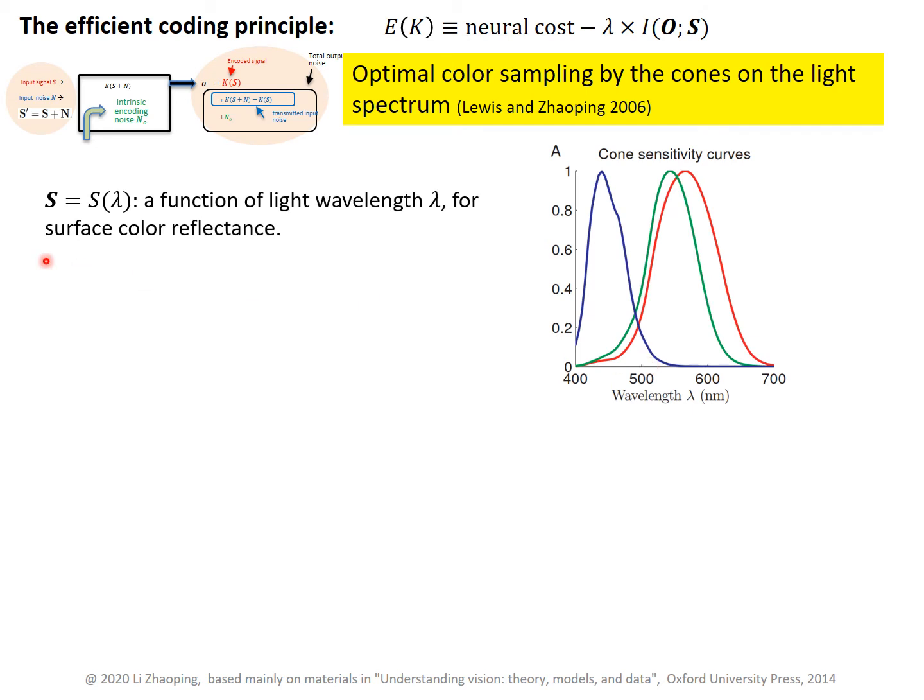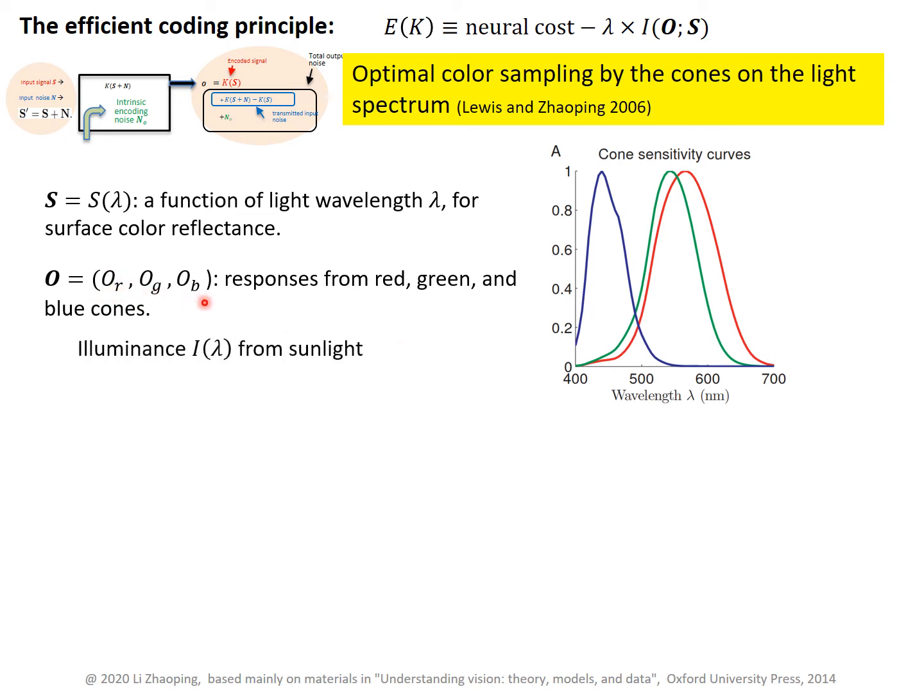In this case, the signal input really is the surface reflectance function of any surface of an object. So for instance, a red object reflects more red light and a green object reflects green light. So any surface reflects light depending on the wavelength of the light. So it's a function of wavelength lambda for its reflectance. And O is the responses of the 3 types of cones. And so it's a 3-dimensional vector for response O, for the red cone, green cone, and blue cone.